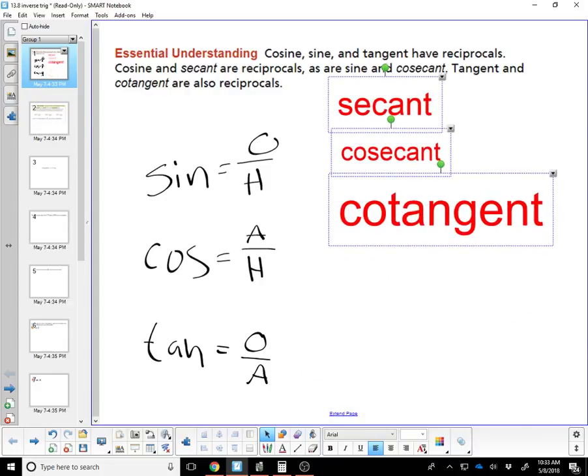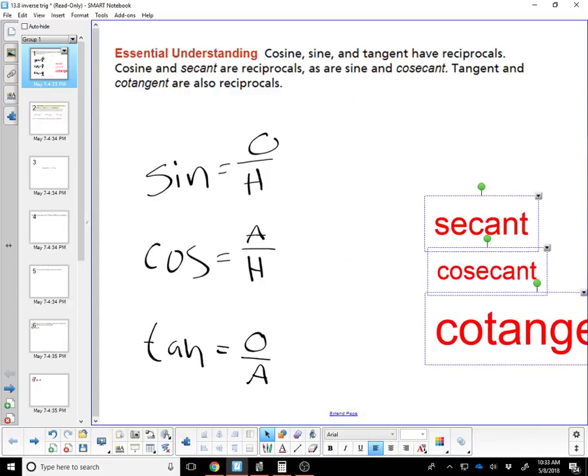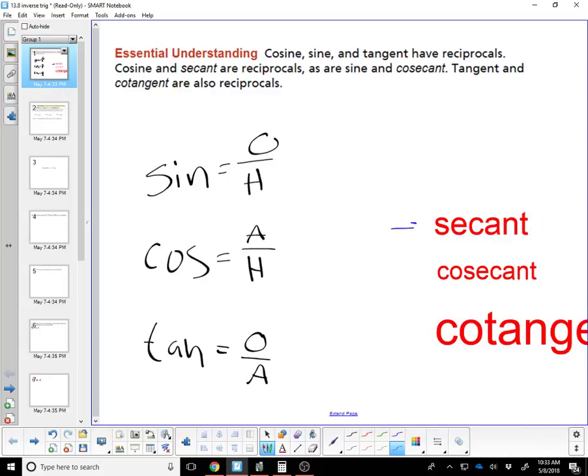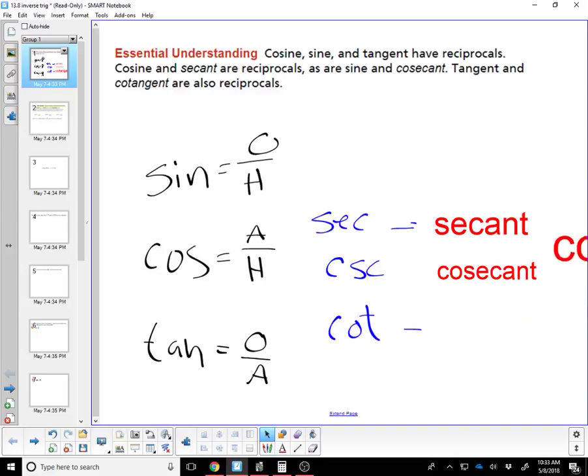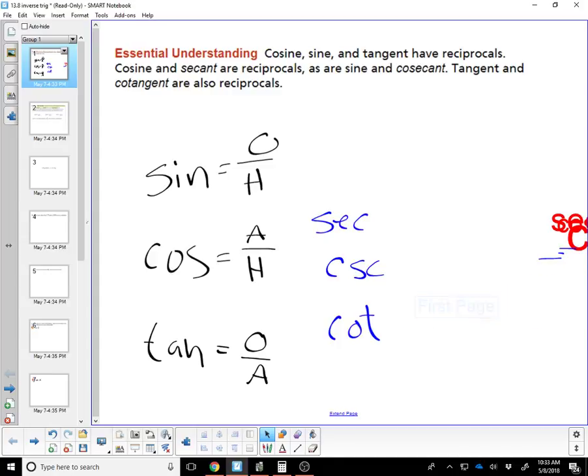We also talked about their short version. For secant, we'll say SEC. Cosecant will be CSC. And for cotangent, we'll just use the first 3 letters for COT. Now that's important to know, because these 3 are simply reciprocals of the first 3.